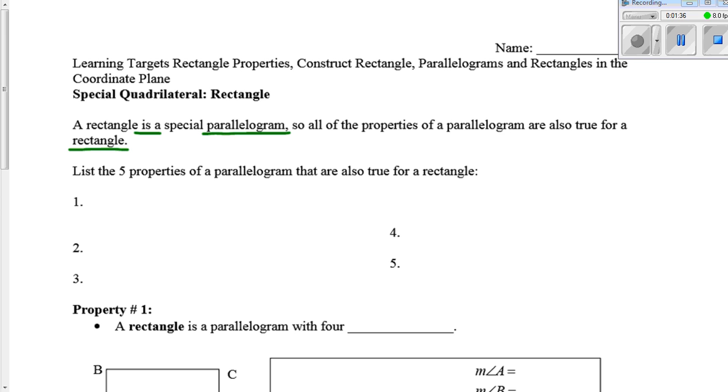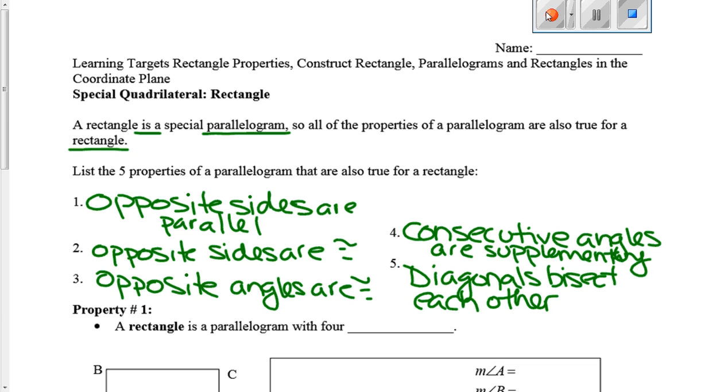So pause the video, please, and on your own, list out those 5 properties of a parallelogram that are also true for a rectangle. So what makes a parallelogram a parallelogram? You need to have those memorized. So please pause the video. I'm going to do the same as well, and I'm going to list them out. After you've done so, press play and check to make sure you got them all. Go ahead and pause.